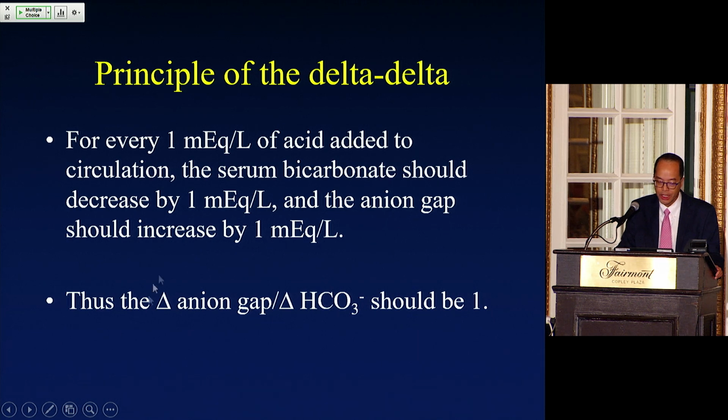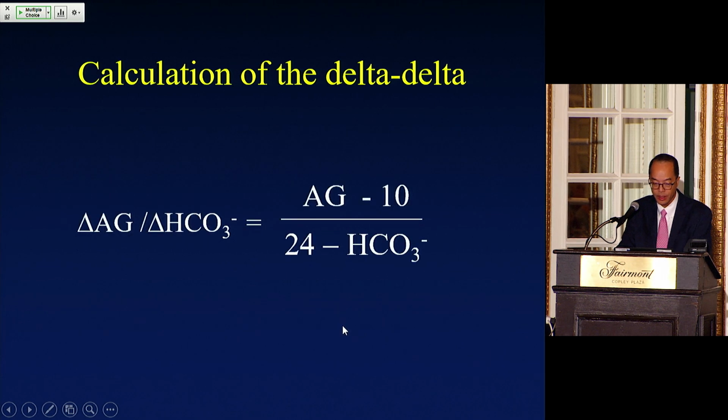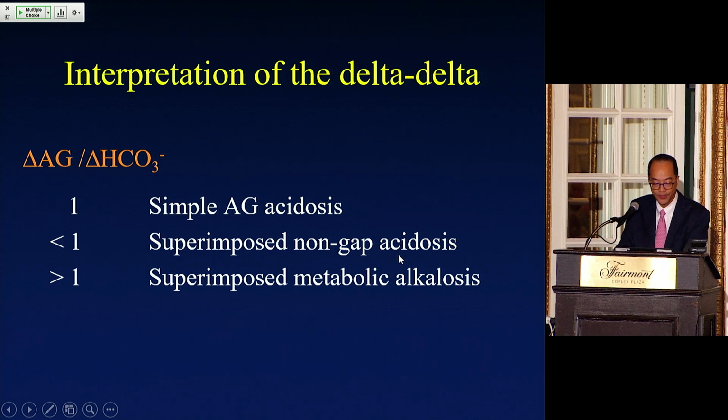So if you look at the change in the anion gap, how much it's increased, divide it by the change in the bicarb, how much it's decreased, that should be equal to 1. So that's what the delta-delta is: the delta anion gap divided by the delta bicarbonate. And the way it's calculated is as follows. The normal anion gap is about 10, so the patient's anion gap minus 10 would give you the delta anion gap. If a normal bicarb is about 24, then 24 minus the bicarb would tell you how much the bicarb is decreased. Divide one by the other and you get your answer.